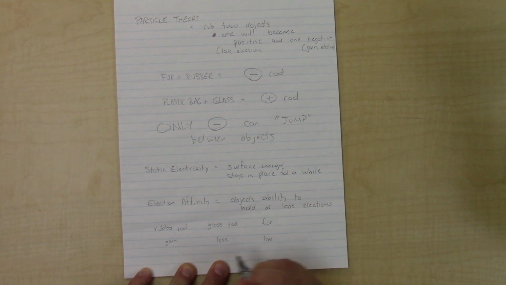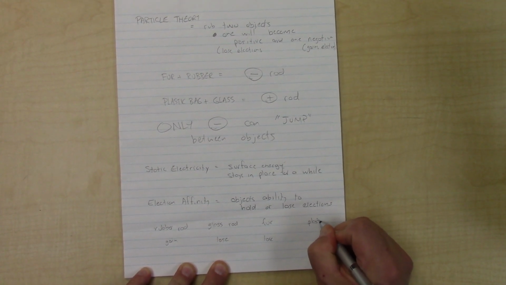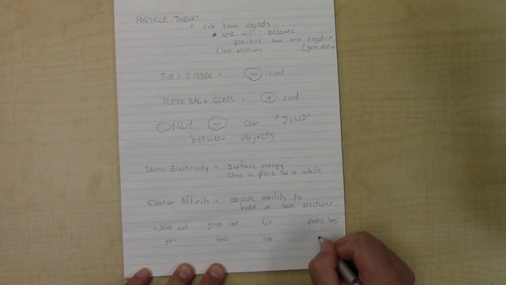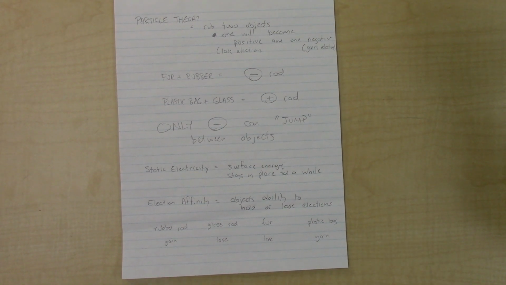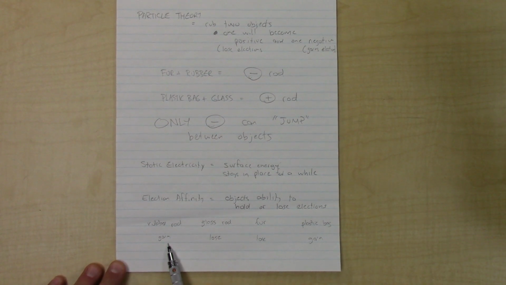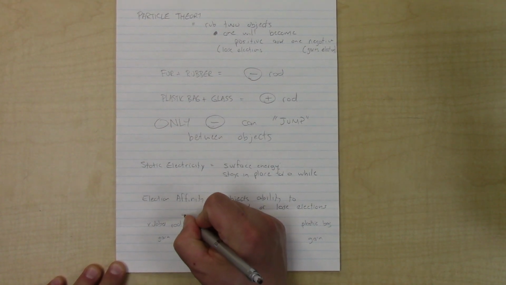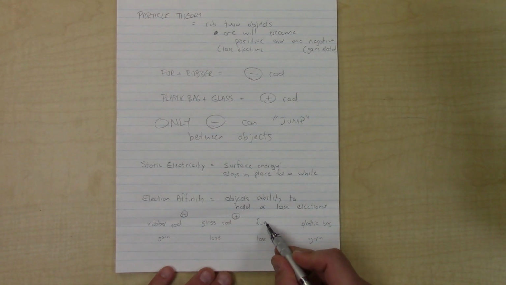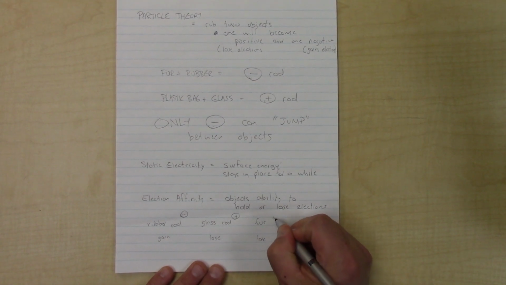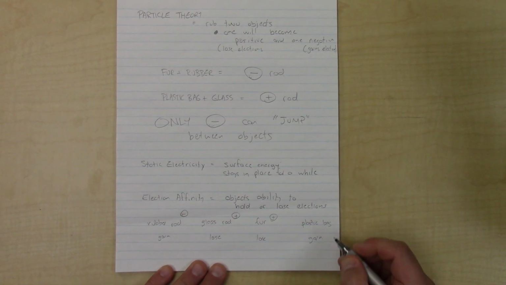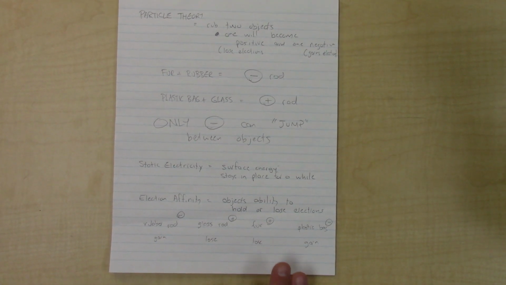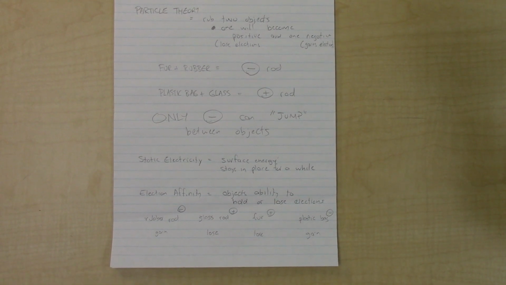And I could say that a plastic bag will gain electrons there. So you can see a rubber rod is going to gain electrons, so it will become slightly negative. A glass rod will lose electrons, so it will become slightly positive. Fur will lose electrons, so it will become positive. And a plastic bag will gain electrons, so it will become negative. That's kind of cool. That's what you've got to be writing down there. You can pause it if you want to, but that's what electron affinity means.